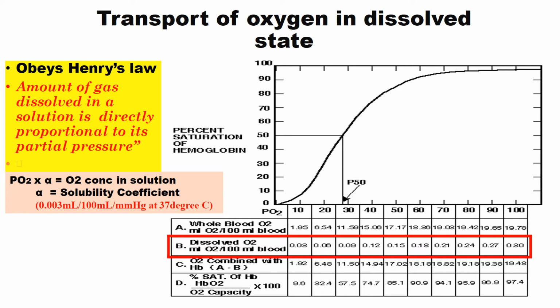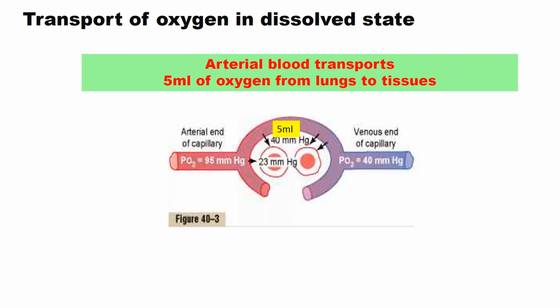So this dissolved oxygen in the blood is far too small to meet the metabolic demands of the body. We know that the arterial blood transports 5 ml of oxygen from the lungs to the tissues. It is mainly in the form of bound to the hemoglobin. The dissolved form also contributes in a minimal fashion.